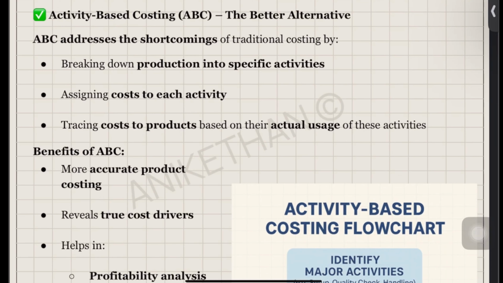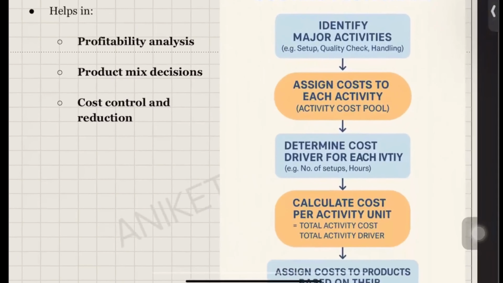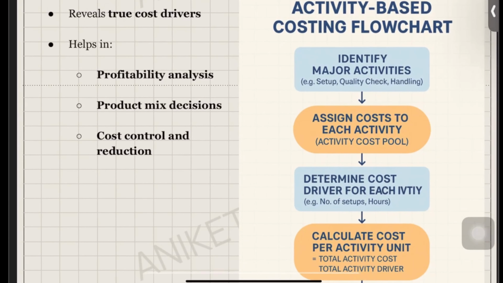With this, you will get almost accurate cost of the product. So the cost data is not distorted. This is the flow of ABC. See, in your study material they have given it, but it looks a bit complicated. To simplify activity based costing, first you have to identify activities. Like the example given: setup, quality check, material handling, these are all activities. These are usually given in the questions only.